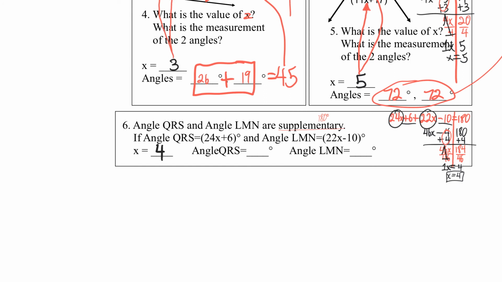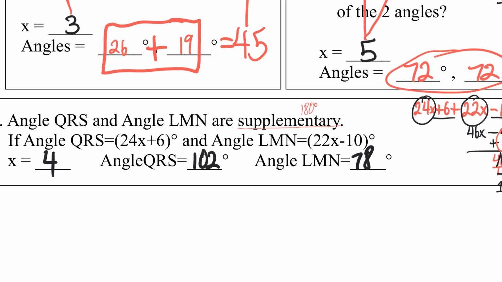If x equals 4, I'm going to plug that in. 24 times 4 plus 6. And then LMN 22 times 4 minus 10, 78. And then does 102 and 78 add up to 180? Yes, they do. That looks good.